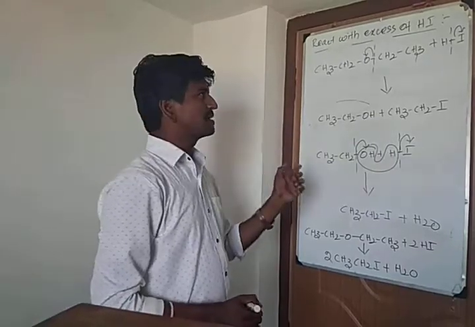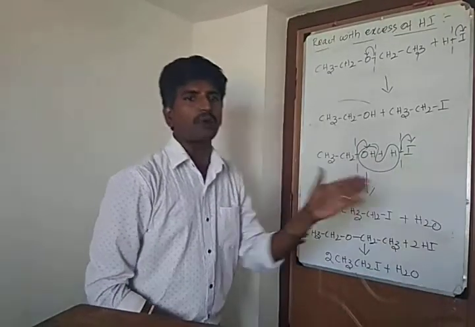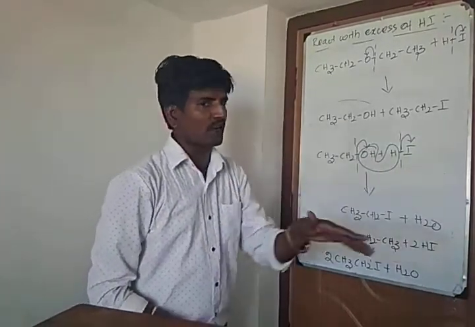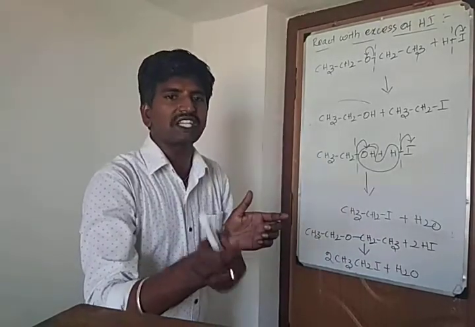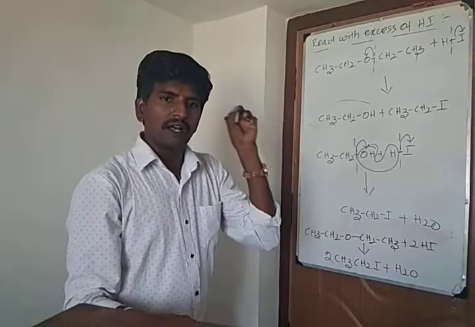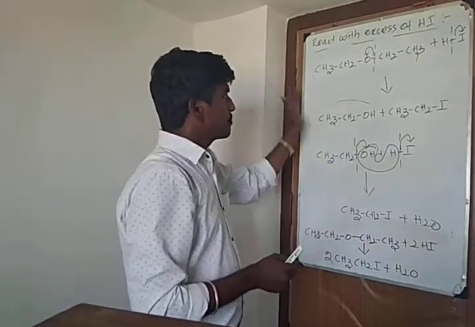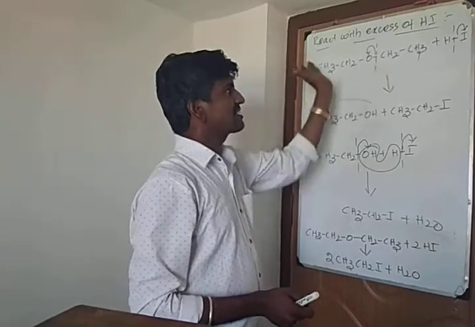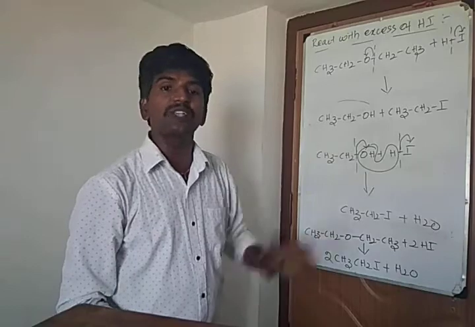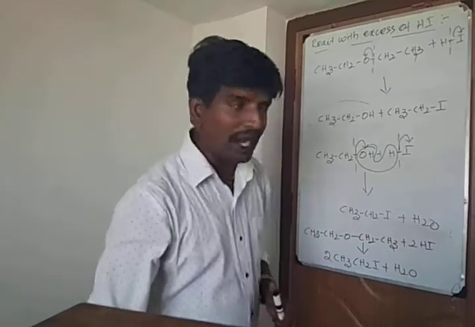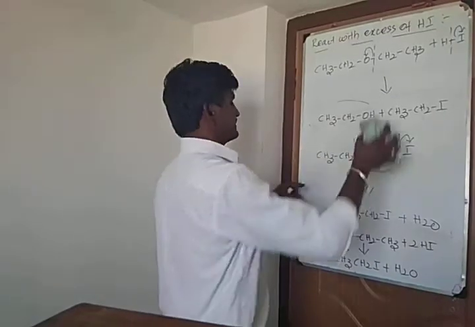What is the difference between simple ether reacting with an insufficient amount of hydrogen iodide and an excess amount? When simple ether reacts with an insufficient amount of hydrogen iodide, it gives alcohol and iodide, 2 different products. When simple ether reacts with an excess amount of hydrogen iodide, it gives iodide only, it does not give alcohol. Are you clear? So next one, mixed ether. Now I am going to teach its mechanism.